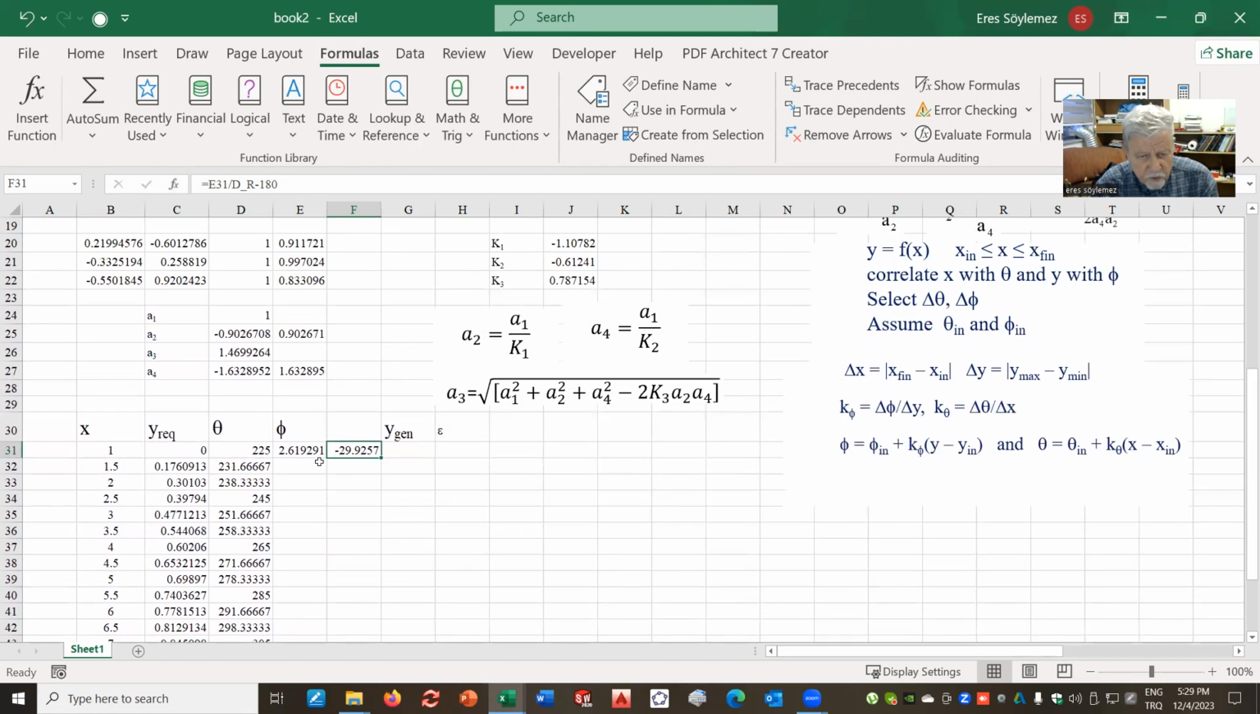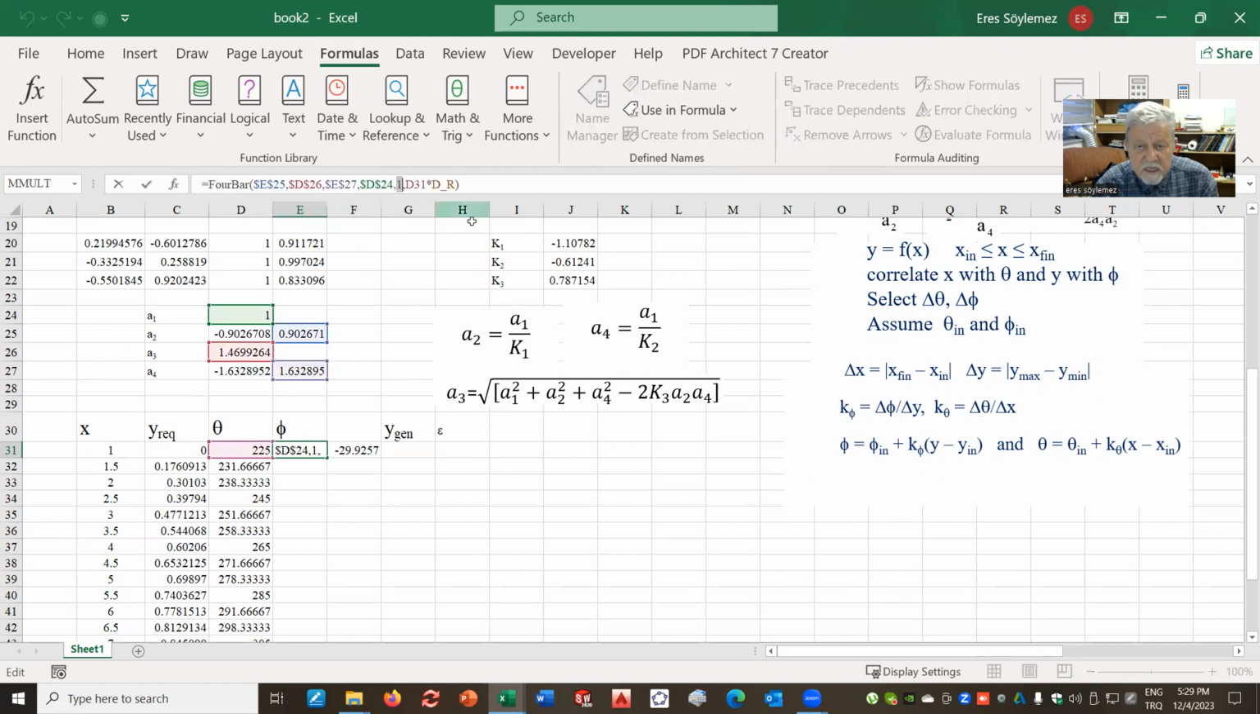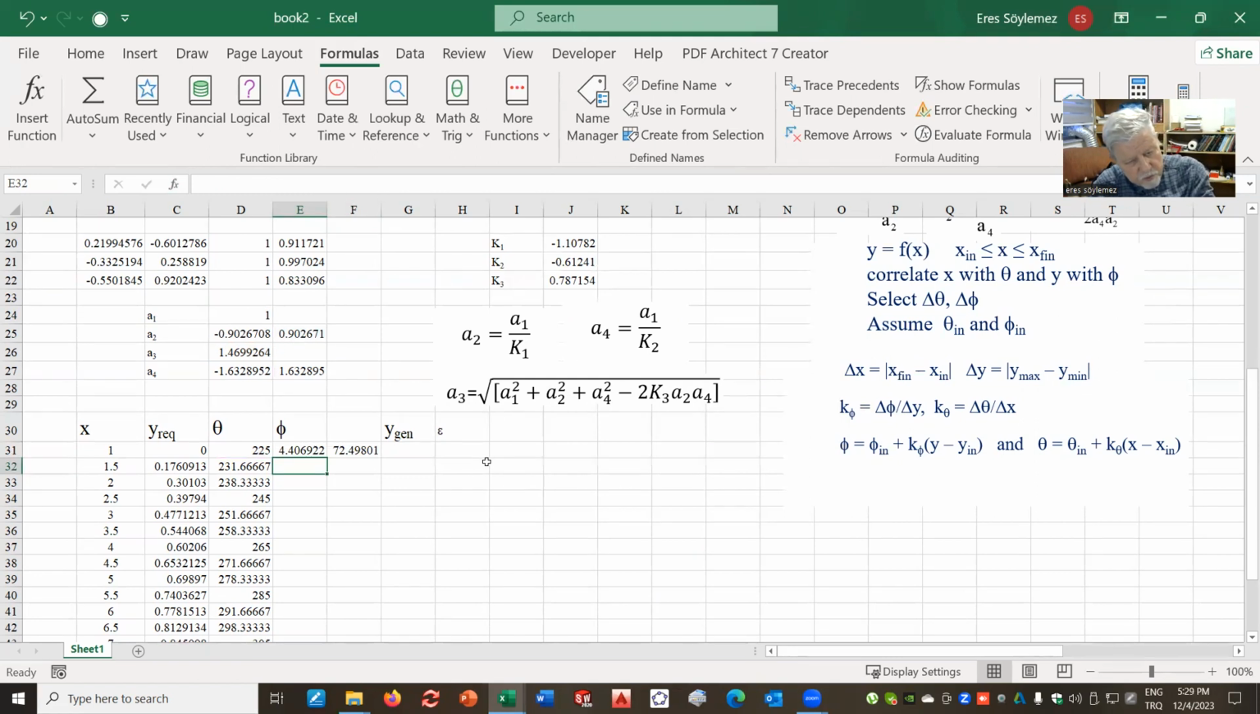So there's something wrong, which means your 4 bar mechanism is not in open form, but it is a cross form. So take it as minus 1. This is close. There's a 70.5 degree error between theta initial and phi initial and this angle, but it is good enough.